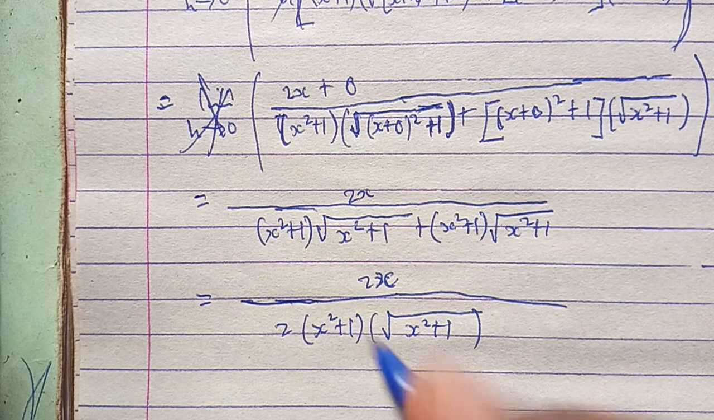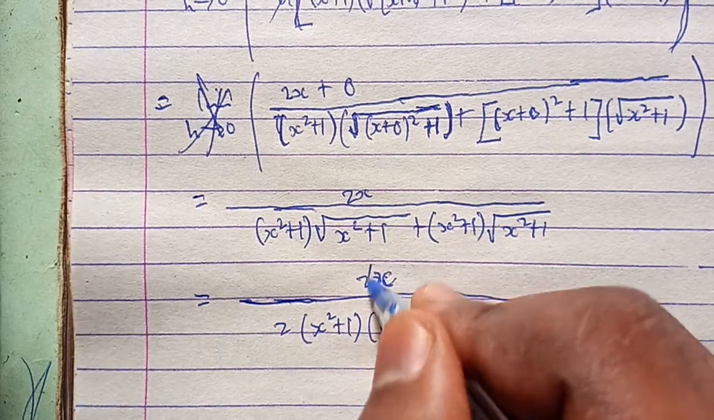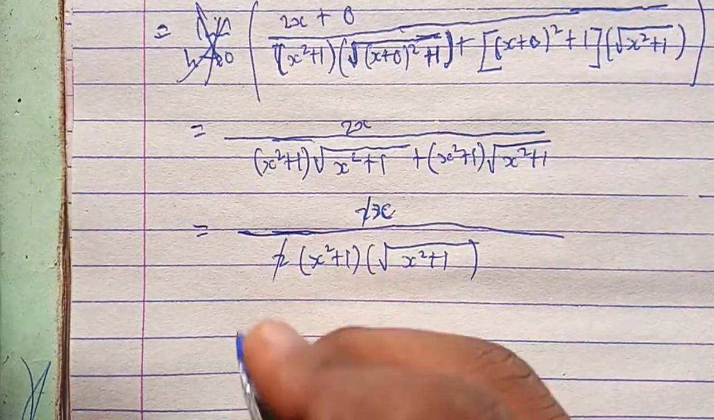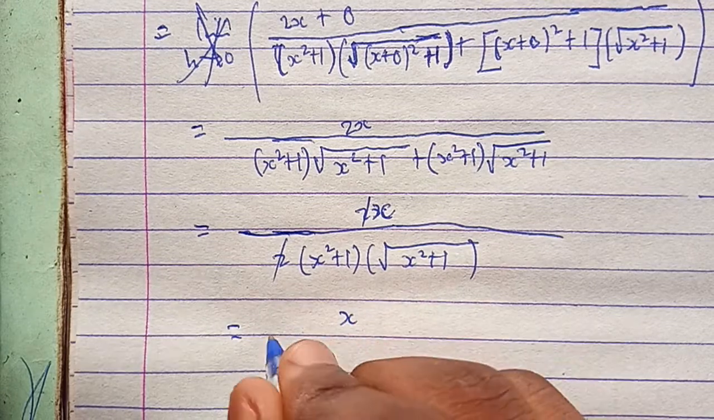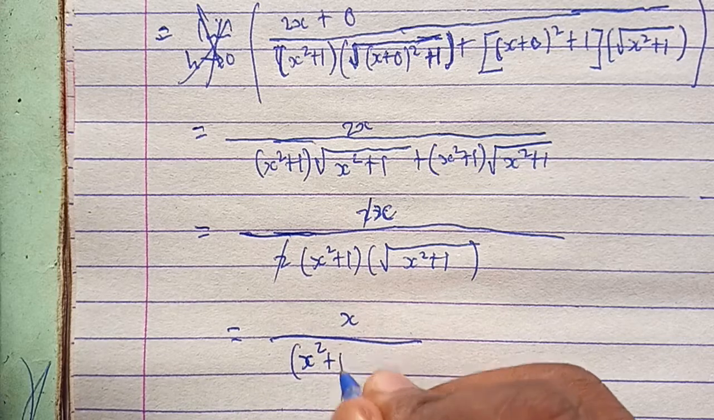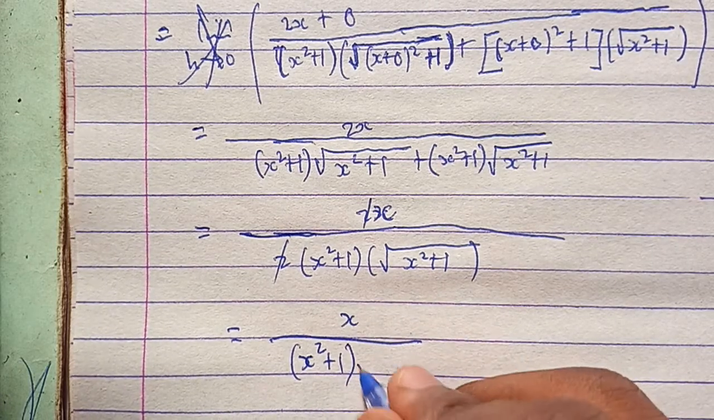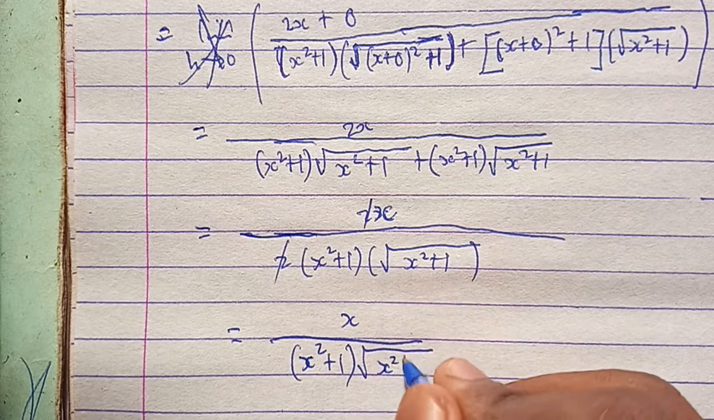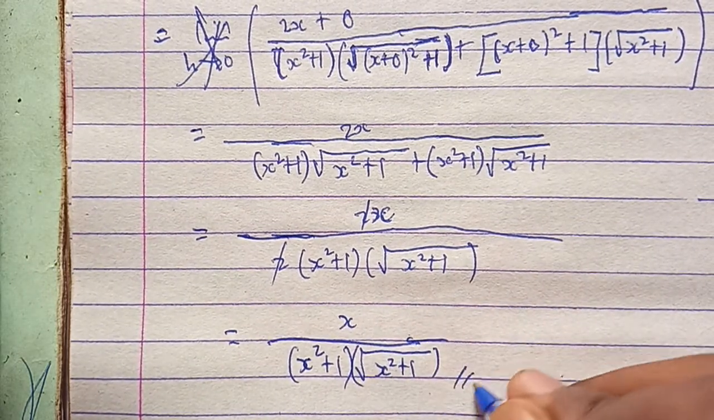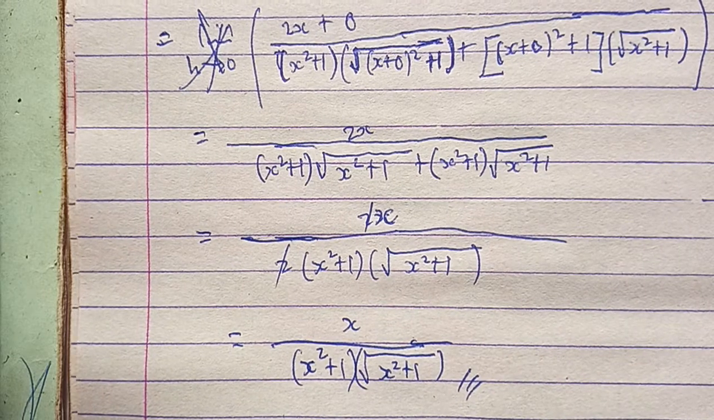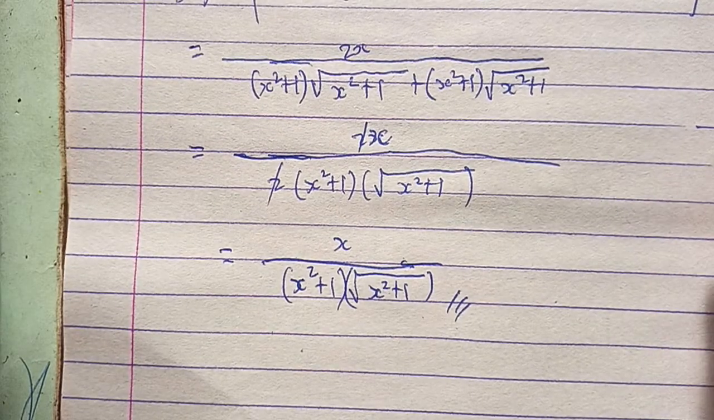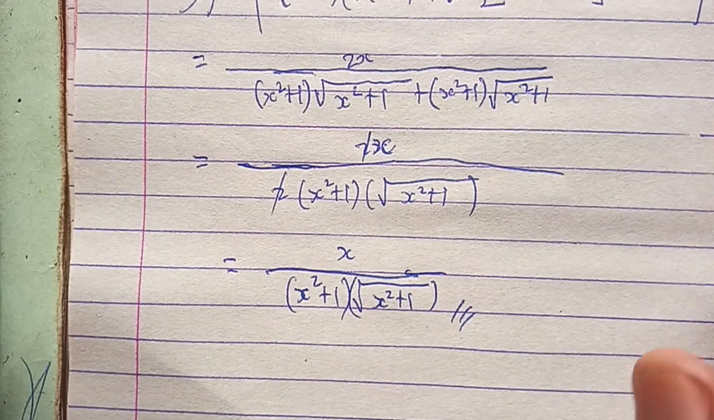So now what we will do is that we'll do away with this particular 2 and that one. Then our final answer will be x all over, bracket open, x squared plus 1 and multiplying by square root of x squared plus 1. Have you seen that, guys? So this is our final answer. If you differentiate that function without getting this answer, it means you are wrong, guys. So this is our final answer.